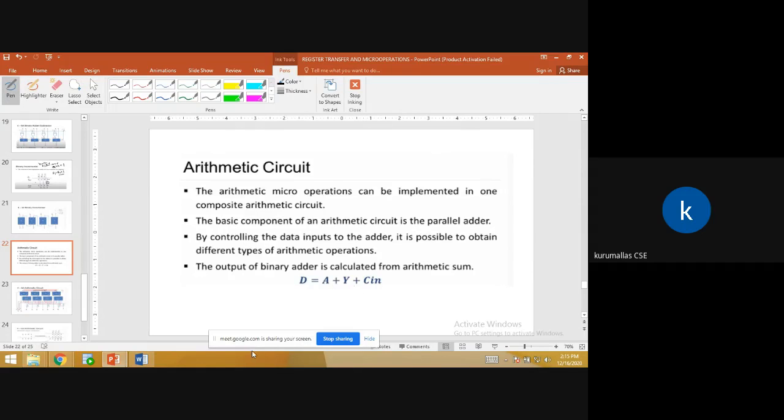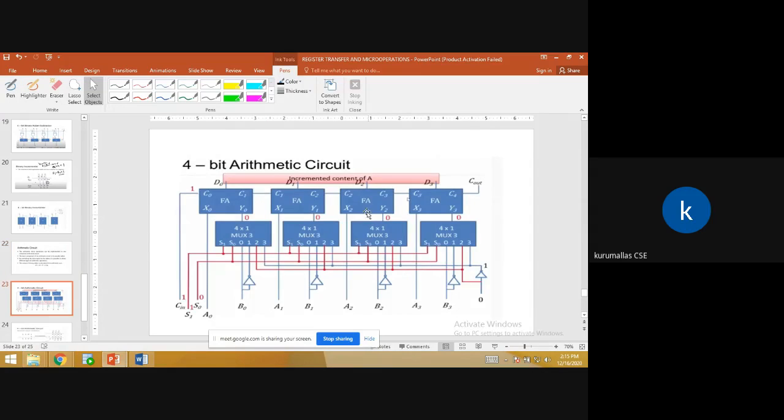Here, see, if you see this one, we cannot understand directly. By seeing this one, you will understand. So here they are using four full adders and four multiplexers. Okay, so if you know the basics, what is the representation of this symbol?